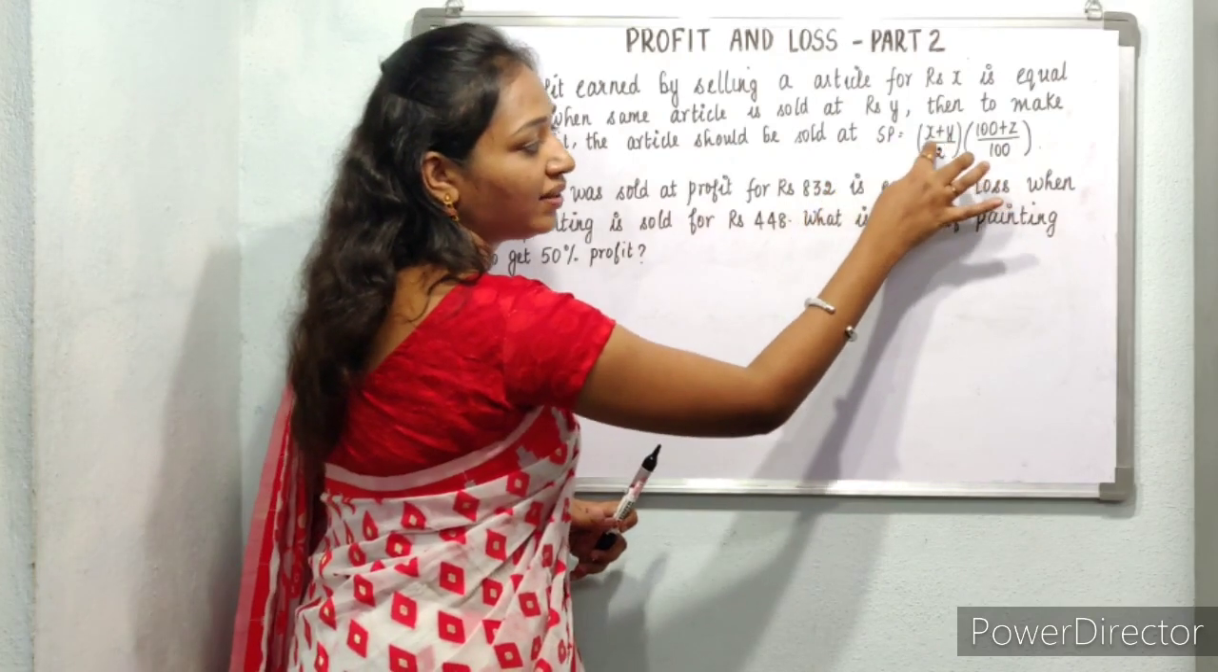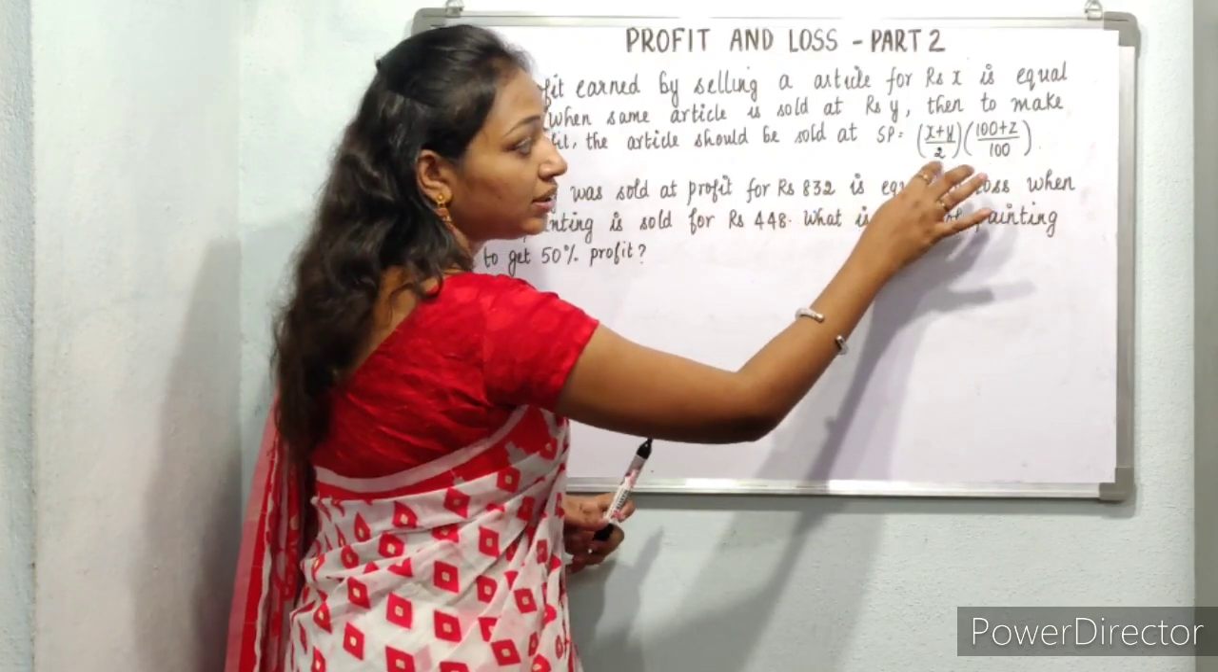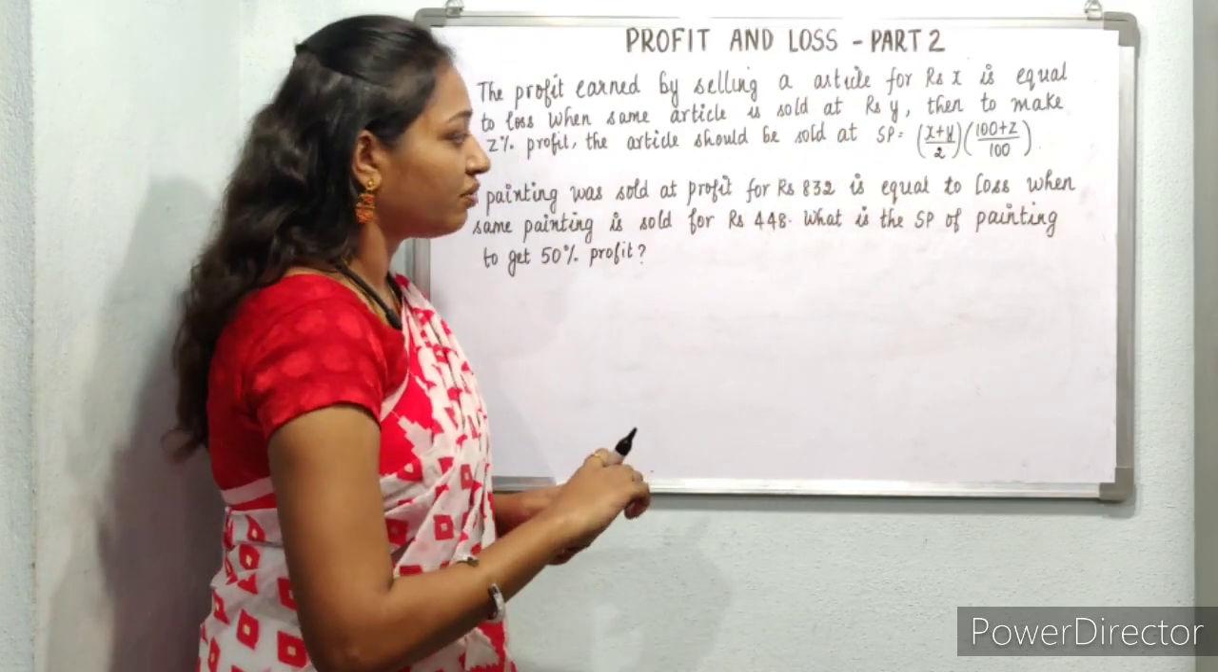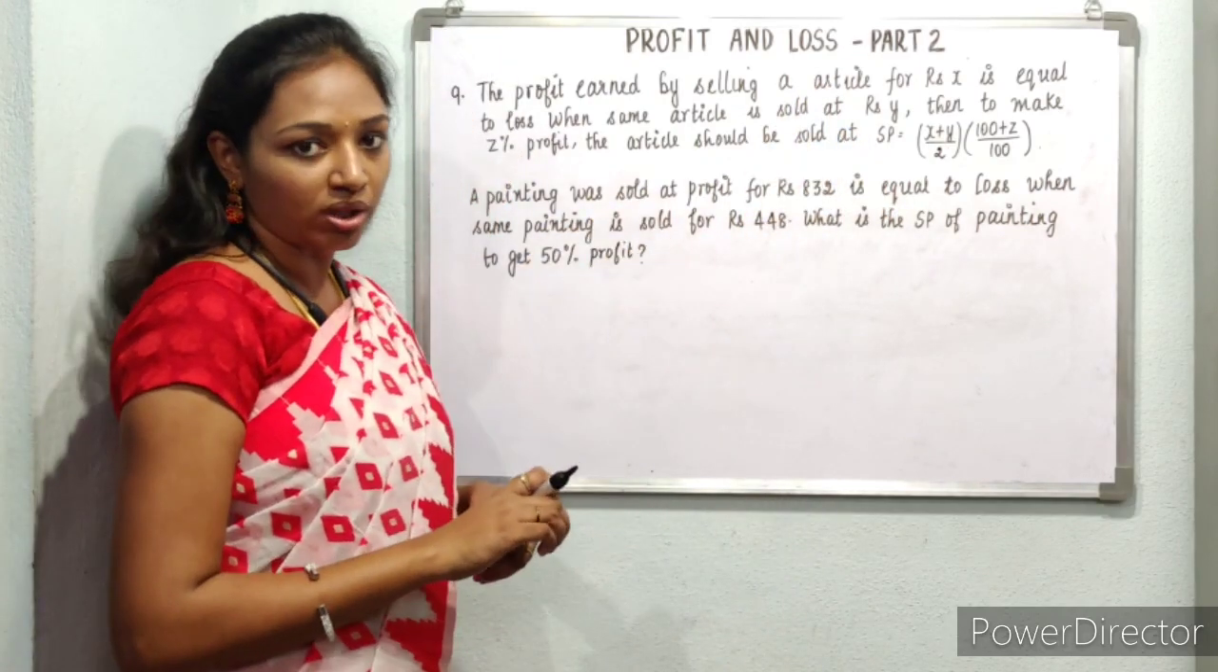In this formula we have this 2 in the denominator. This changes according to the question. I'll show you the difference also. Now let's continue with the problem.